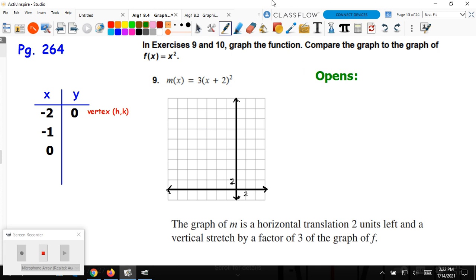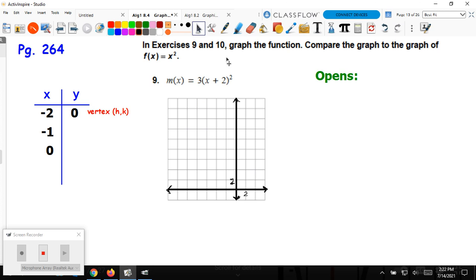All right, so for number 9, actually I'll get rid of this here for a sec. We'll come to that in a minute. We have 3 times x plus 2 squared. So we want to figure out our h number. If we pull this out, h is going to equal negative 2. That's the opposite of what it thinks there. And the k is 0, right? We know the k is 0. So negative 2, 0, I put it over here. This is our vertex, h comma k.